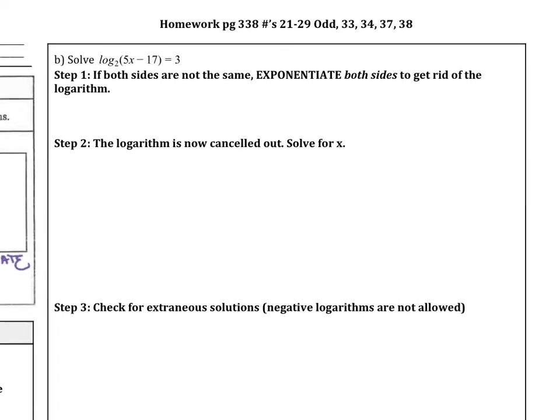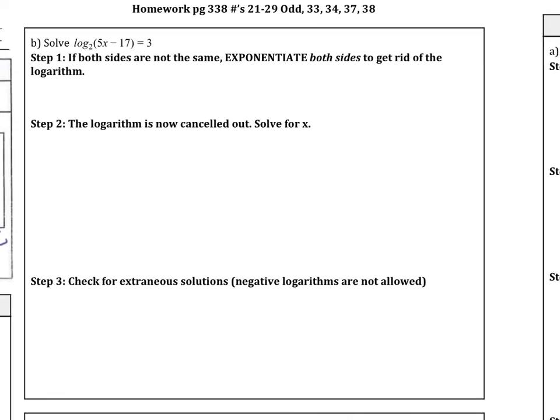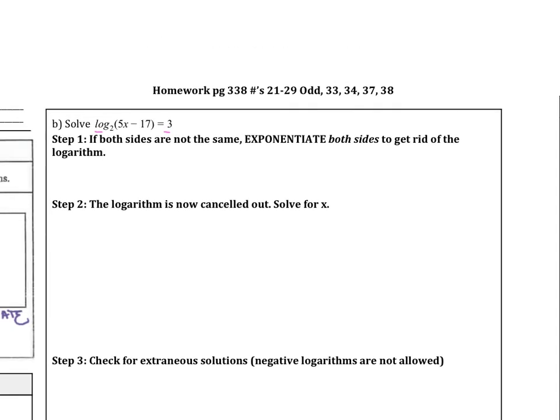Let's try another equation here. Now, notice we don't have a log on both sides. What we're going to have to do is exponentiate both sides in order to get rid of the logarithm. We're using this property: if you remember, b raised to the log base b of x, this goes away and now it's just x. It's our inverse property. So we want to do the same thing with log base 2 of 5x minus 17 equals 3. I'm going to rewrite it here: log base 2 of 5x minus 17 equals 3.